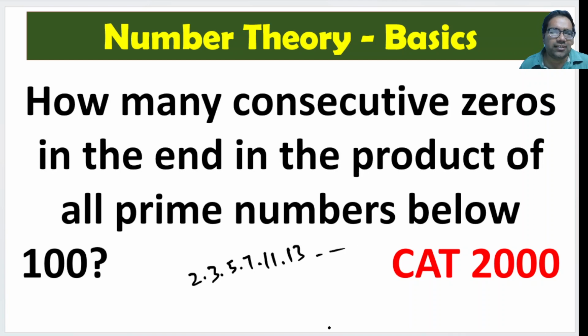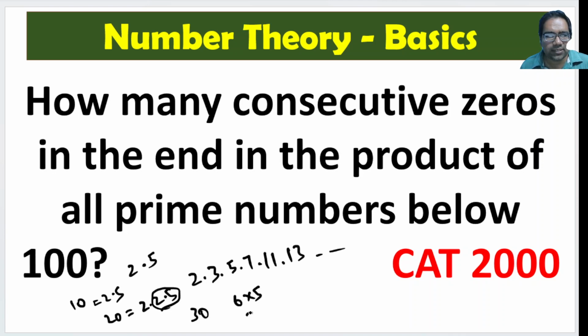If you notice, when will a 0 come? A 0 will come when there is a combination of 2 and 5. That is the only case where a 0 will come. For example, 10 is 2 into 5. 20 is 2 into 2 into 5, which is 4 into 5, but the second 2 is actually useless. 30 is 6 into 5, which is 3 into 2 into 5.